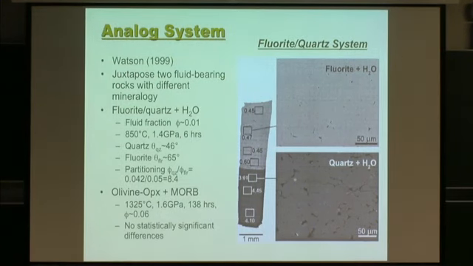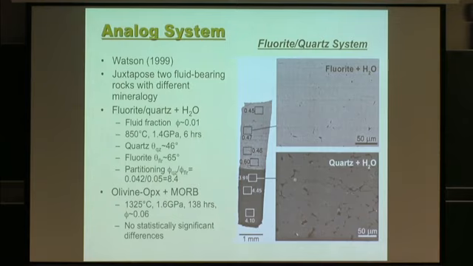So he actually did an analog system, fluoride and quartz, sitting next to each other with the same porosity, in this case with pore fluids of distilled water. After you wait for 2 weeks, you see the fluoride started with the same porosity, but the fluoride basically has much less water than the quartz. And this is driven by the interfacial energy, right?